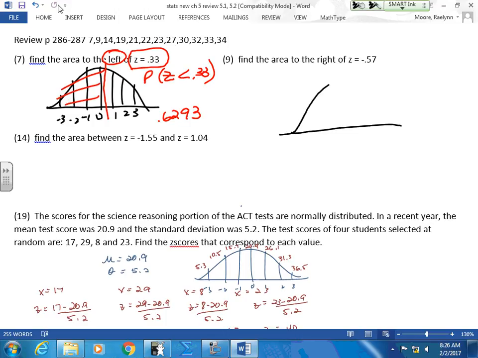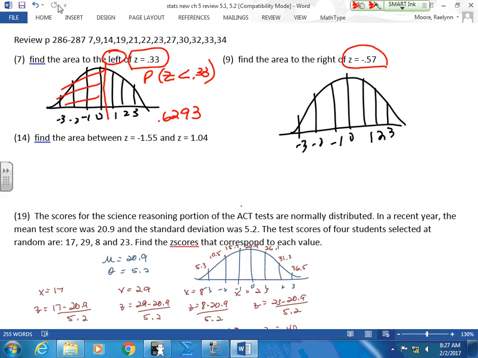I do another sketch. 0, 1, 2, 3. Remember, we exaggerate our sketches. Okay. Where do I find a z-score of negative 0.57, between which two integers? 0 and negative 1. Which way do I shade? To the right. Okay, so the probability that z is greater than negative 0.57. Only a z-score. Do I expect this answer to be greater than 50% or less than 50%?